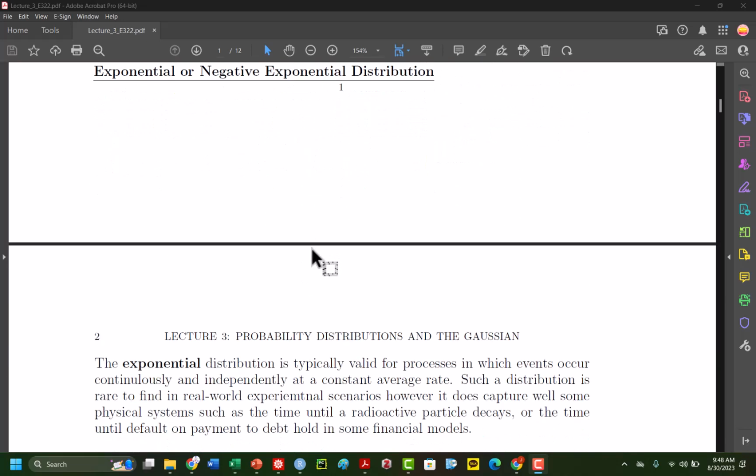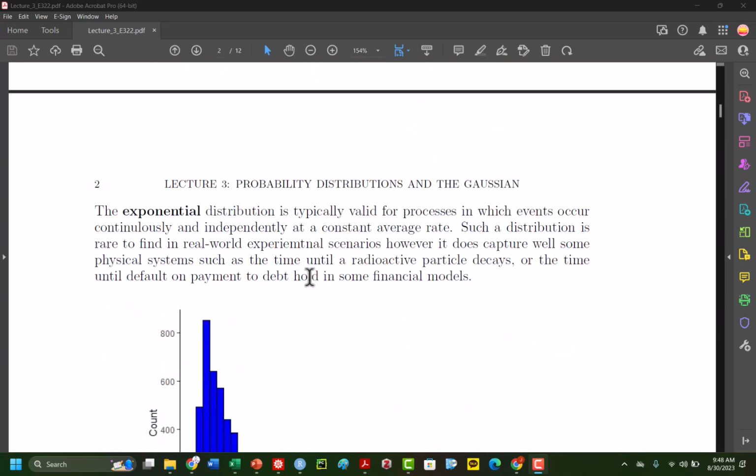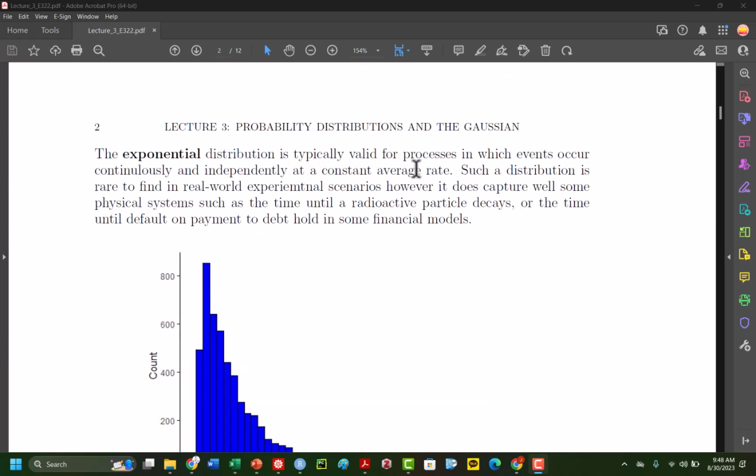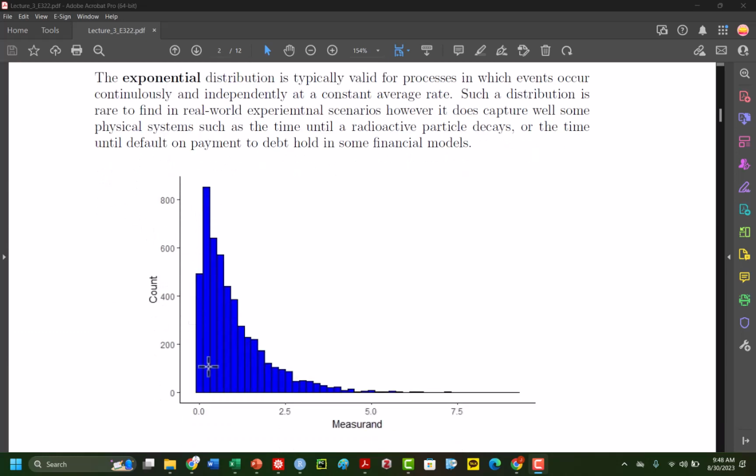You can also have an exponential, or sometimes called a negative exponential distribution. So you can see this distribution. It's again high probability or high counts at the beginning, and it slowly decays off. And that rate of decay depends obviously on the scenario. This distribution captures really well the time it takes a radioactive particle to decay, or even, for some financial models, the time until default on payment to a debt holder.